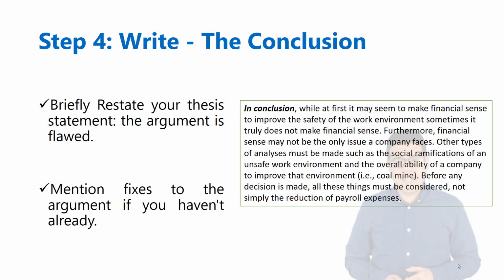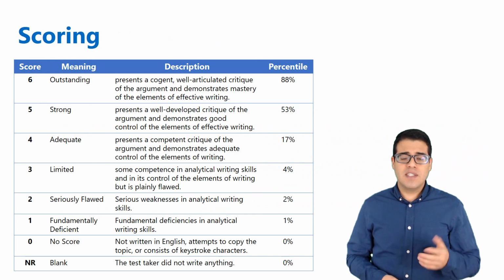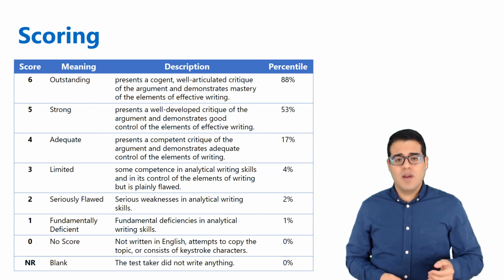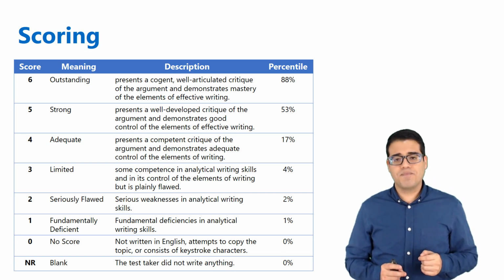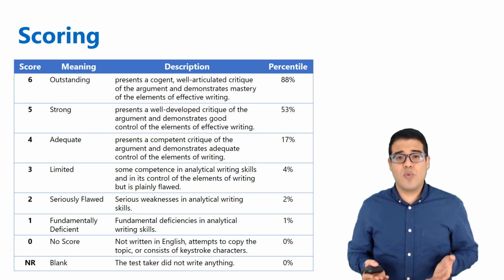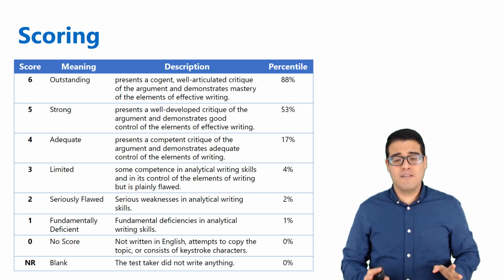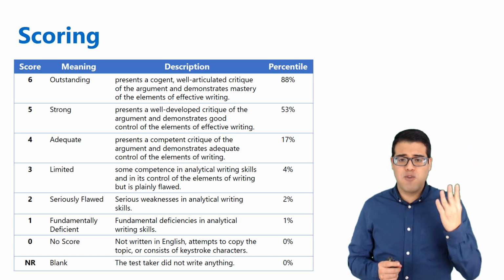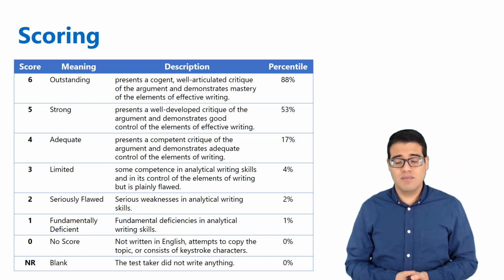And that was the end of this essay that received a 6 on the GMAT exam. Now, about the scoring, 6 means outstanding. You have from NR, which is a blank essay, you didn't write anything, all the way up to 6. Now notice that 6 represents the 88th percentile. Now what score do you really need? The truth is that 4 and up is enough. And notice that a 4 is a 17th percentile, which means that most people get a 4.